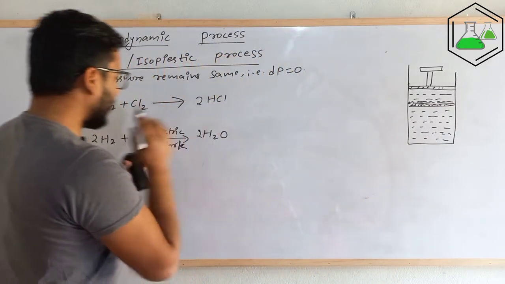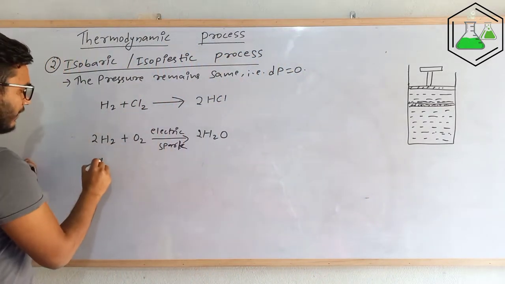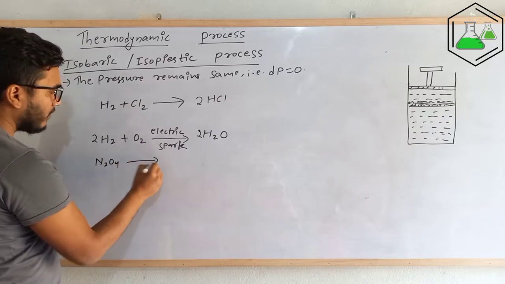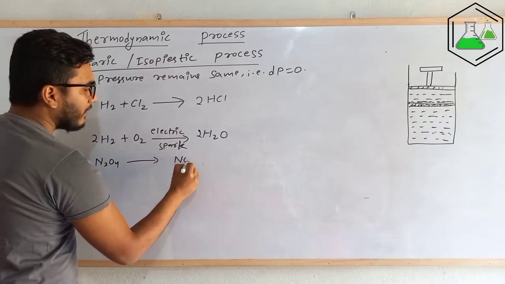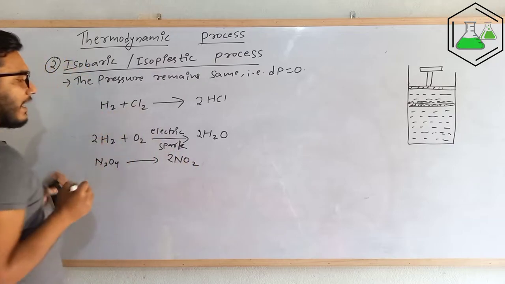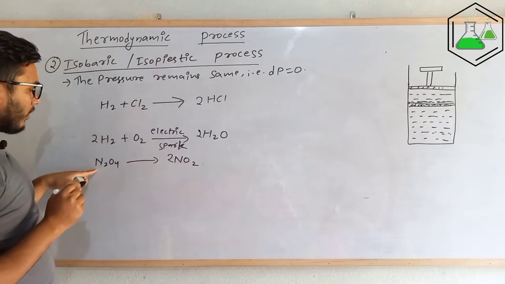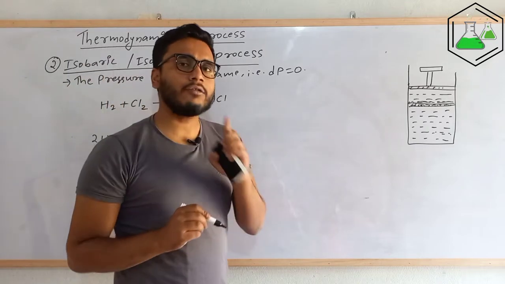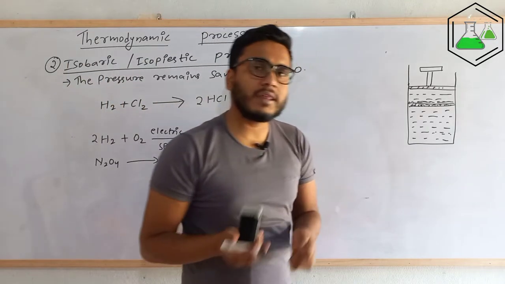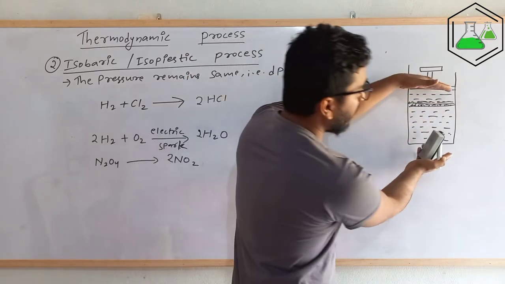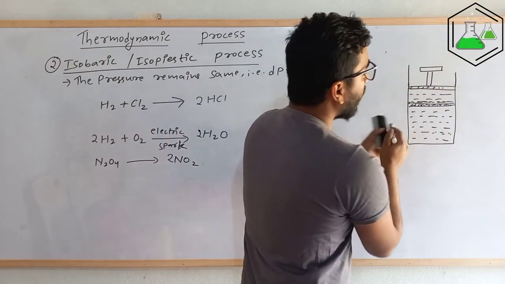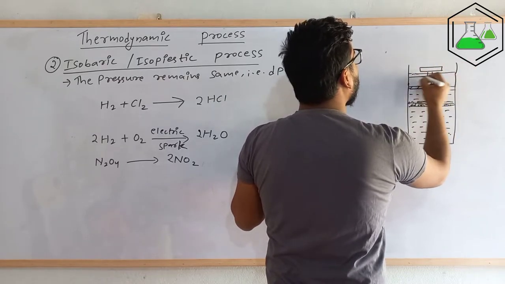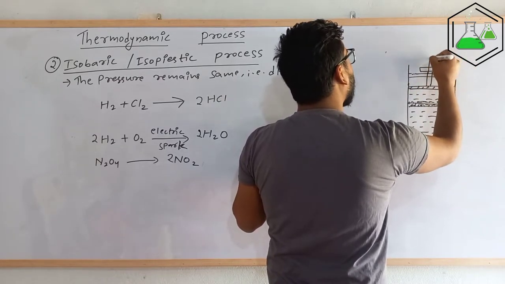Similarly, let's take another example. That is, dinitrogen tetroxide is giving nitrogen dioxide, and if we react, we get this. So 1 mole of dinitrogen tetroxide gives 2 mole of nitrogen dioxide. Then what happens? The volume is increasing. Now this volume will increase, right? So in order to maintain the pressure, the piston moves up. The piston now moves up.